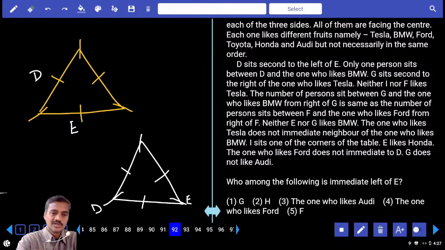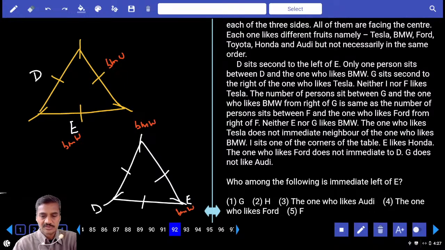And where can we have this BMW? BMW can be here or BMW can be here. There are 2 different possibilities. Now here again, BMW can be at any one of these 2 places. And D and BMW.